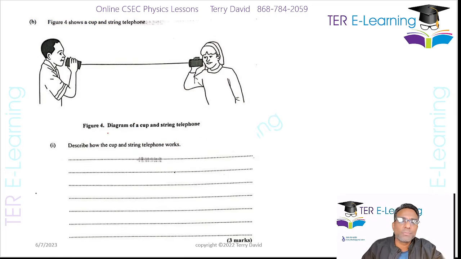Now, basically, let's say this person on the left here is talking. What's going to happen here is that from their mouth, you have a sound wave being produced. Now that sound wave is going to cause the cup to vibrate, and this vibration passes along the string. It reaches the other cup, and that cup is going to vibrate at that end as well. So there are certain terms that they'll probably be looking for in your answer here.